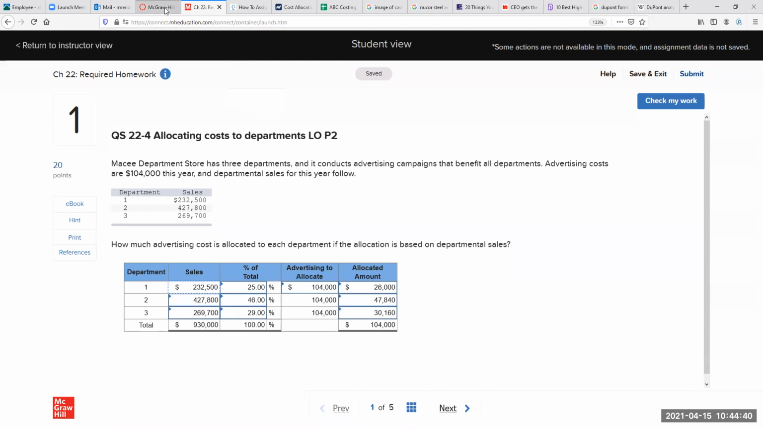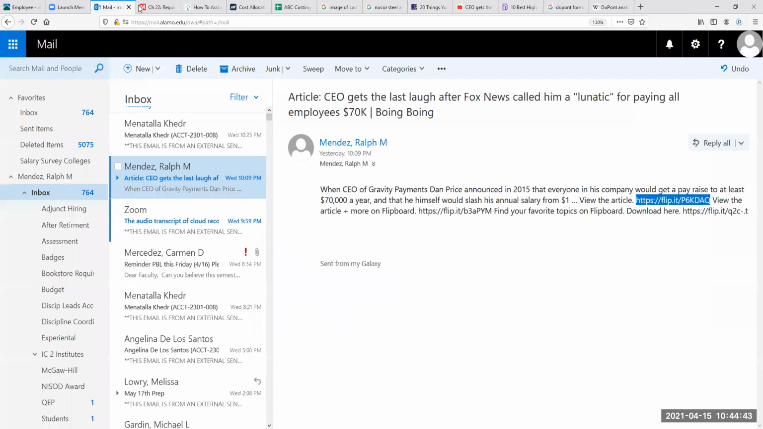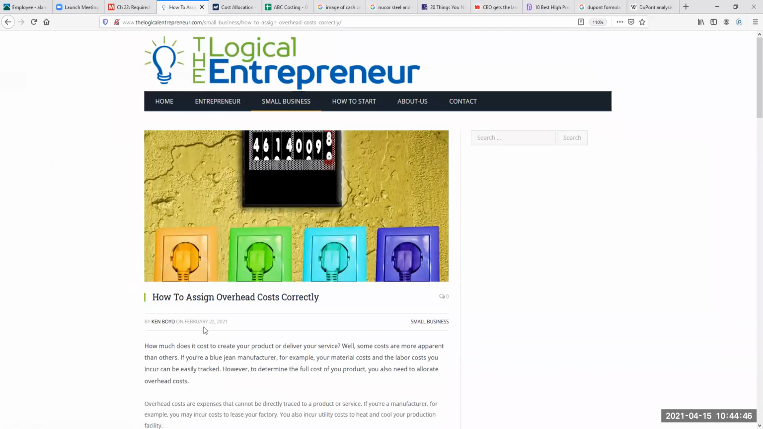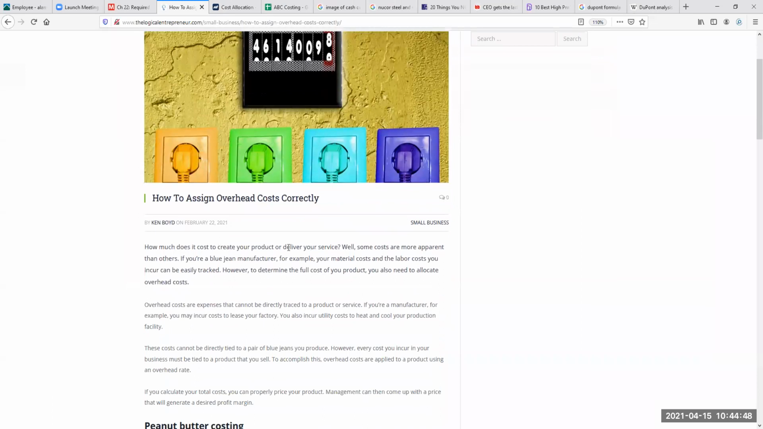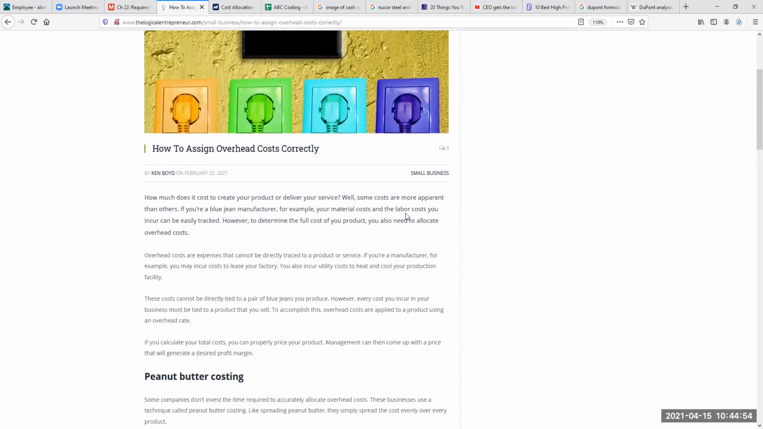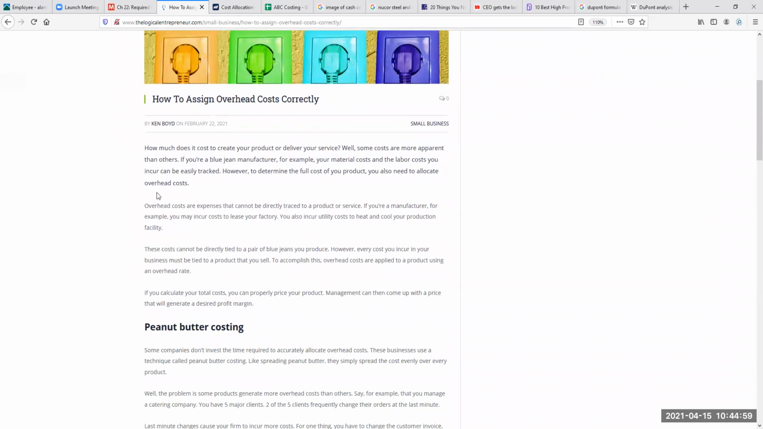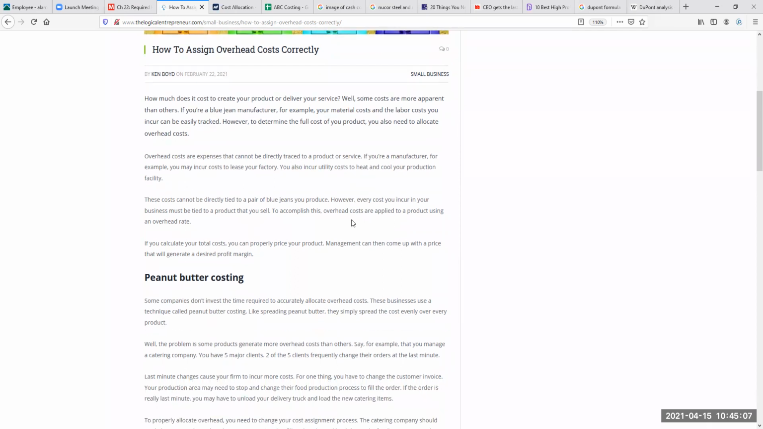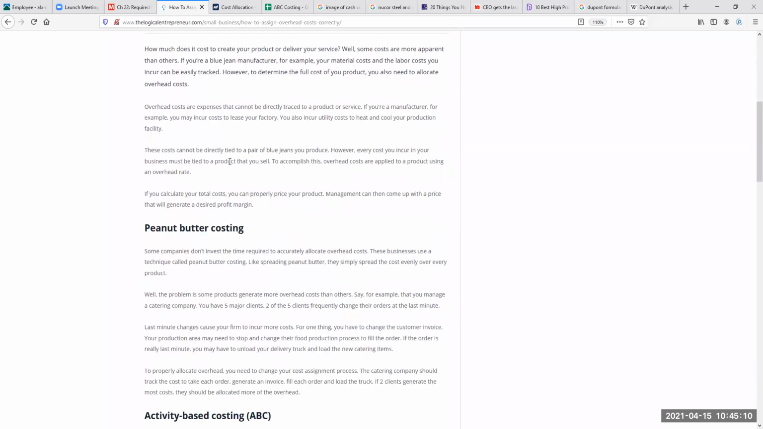All right, let's discuss this for a minute. How to allocate costs. This article is just from last month. How much does it cost to create your product or deliver your service? Some costs are more apparent. Let's pretend you're a blue jean manufacturer. Your material costs and labor costs can be easily tracked. However, how about the full cost of your product? You need to allocate overhead costs, which you cannot directly trace. That's why they're called indirect costs. These costs cannot be directly tied to a pair of jeans you produce. Therefore, every cost you incur must be tied to a product that you sell, so they use an overhead rate.